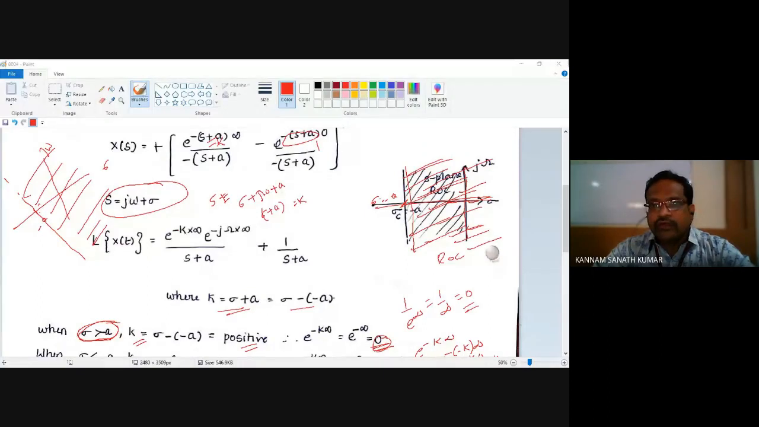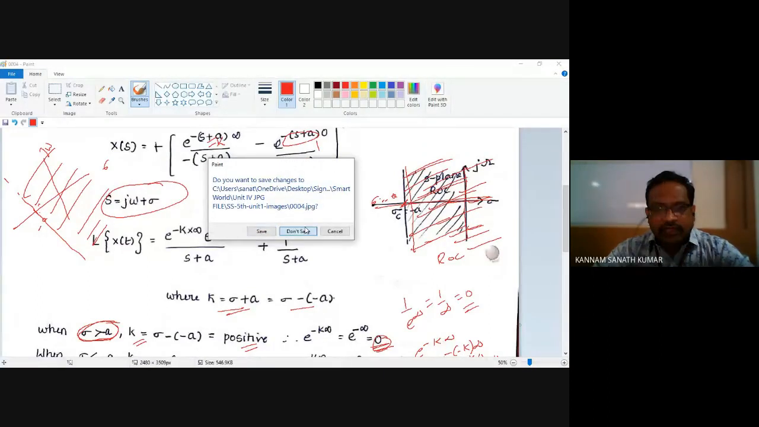So we'll stop here. In the next class, we'll see some properties of Laplace transform. After completing the properties, we'll go for the problems, how we can apply the properties and all these things.